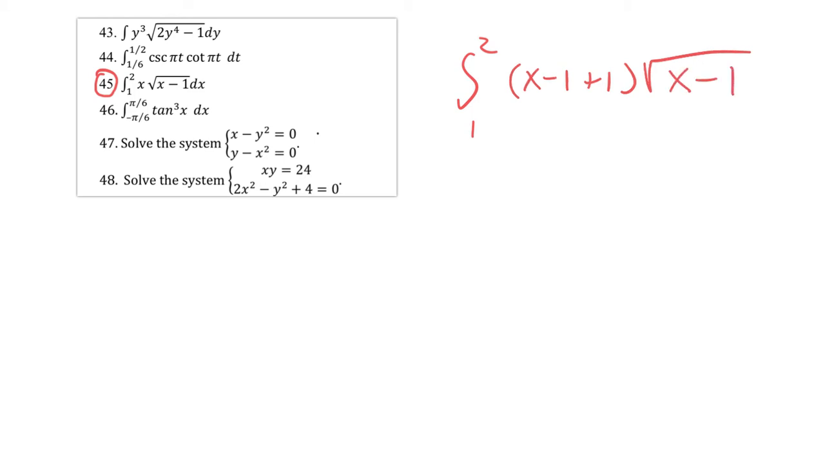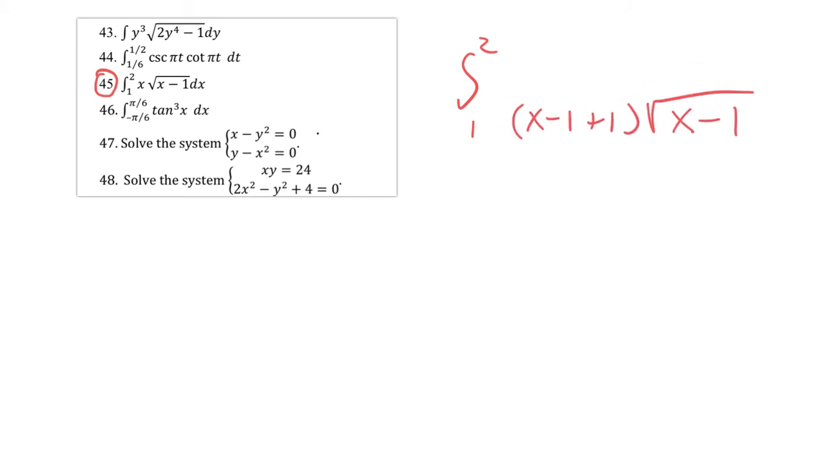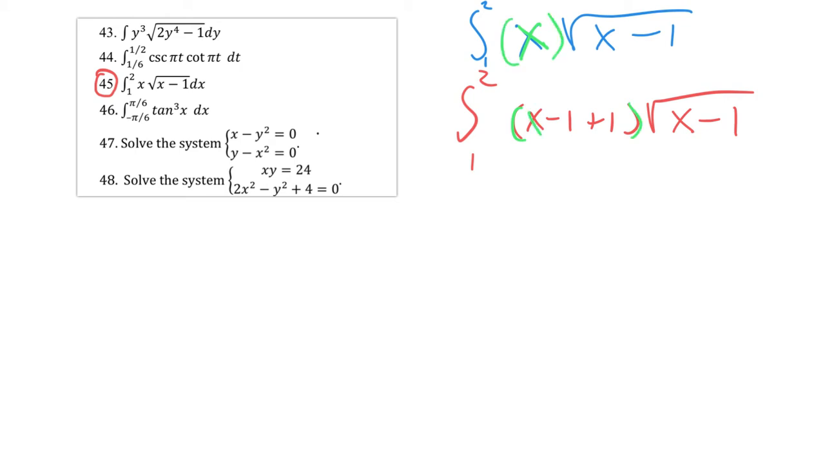Okay, so to maybe make it a little bit more clear, I'm actually going to write the original thing above and color code it somewhat. So the green x just became that. All right, the green became the green. And let's see, if that was a radical, then we'd be able to do some interesting things.